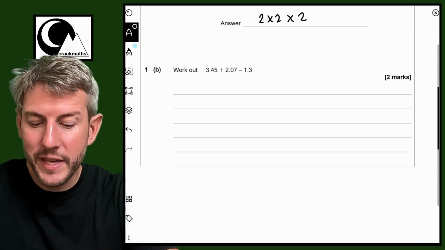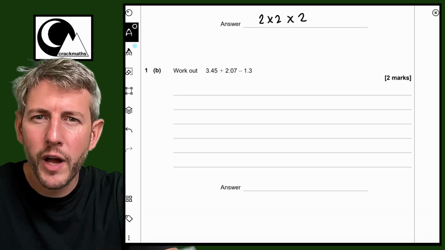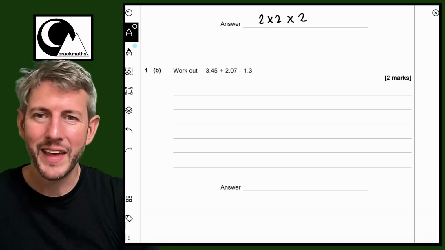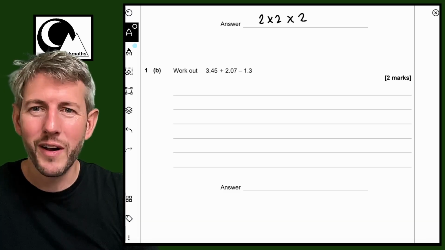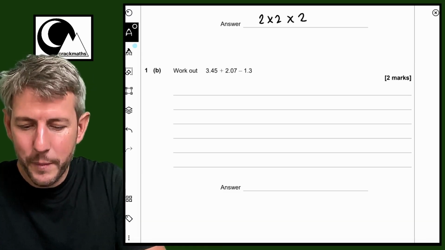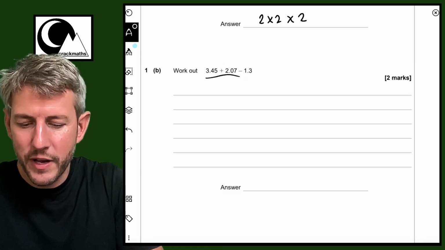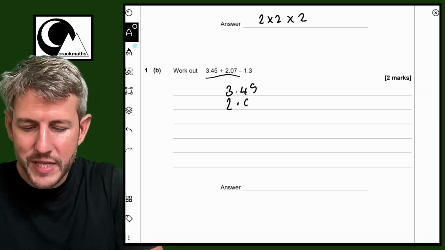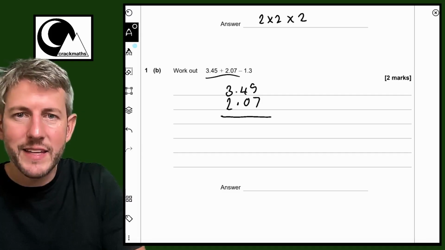Question 1, B. Work out 3.45 plus 2.07, take away 1.3. If you want to have a go, pause here. Otherwise, I'm going to continue. So here we are. I'm going to do these two first. So 3.45, and I'm going to write it with the decimal places lined up. I'm going to add these with the column method.